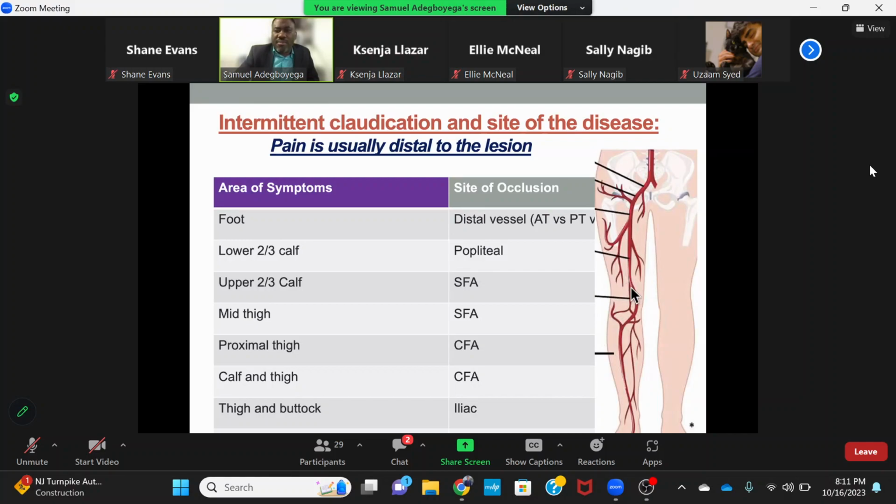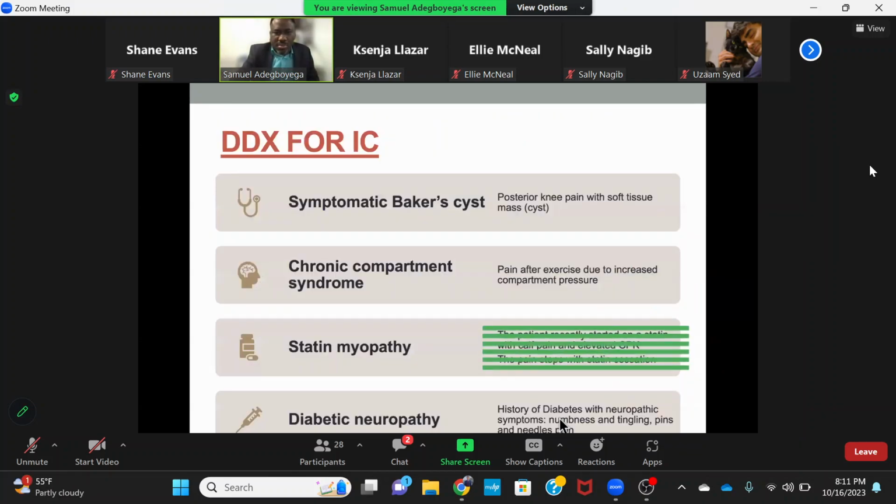If you have an occlusion to the SFA here, distal SFA, then it's going to be pretty much your calf muscle. Okay, the only one that I think you should remember is when you have an occlusion of the aorta, of the aortoiliac area, you're going to have a bilateral claudication. Any questions about this? All right. Make sure you remember that.